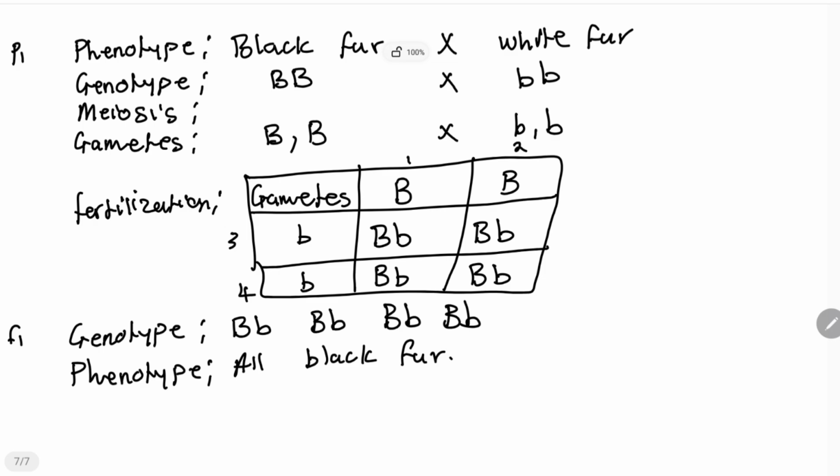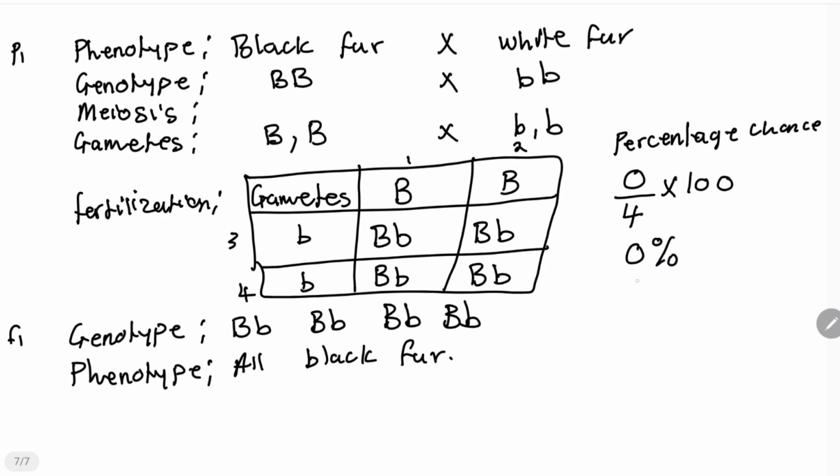So now I'm supposed to do some math, right? The percentage chance, let me write it there. Now, how many of these rabbits have got white fur? It is 0. Out of a grand total of how many offspring? Out of 4. Since they're saying it is a percentage, I'm simply going to multiply by 100. And 0 over 4 multiplied by 100 will simply give me 0%. So that is my final answer.